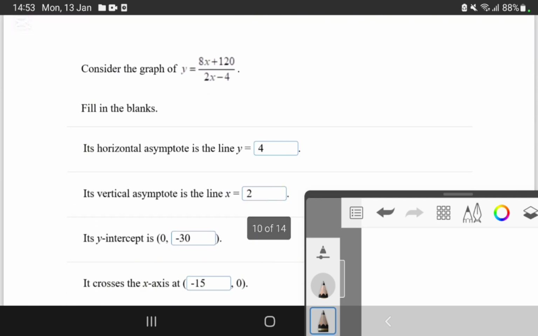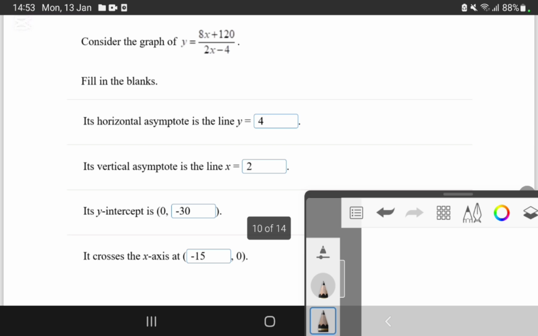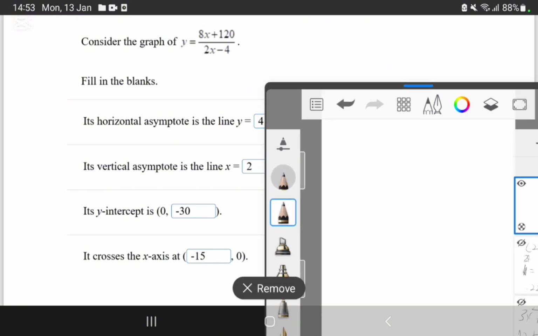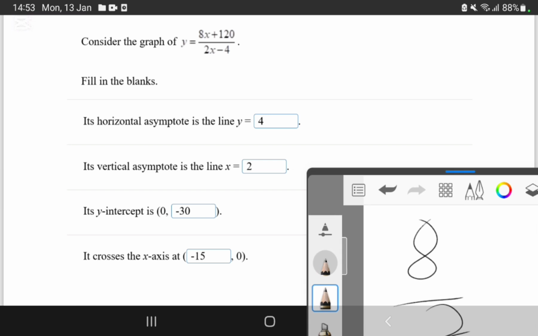Consider the graph of y equals 8x plus 120 over 2x minus 4. The horizontal asymptote is the line y equal to 4. To find the horizontal asymptote, we just do the coefficient of x up, which is equal to 8, over the coefficient of x down, which is equal to 2, which will give us 4. And as we said in the last question, to find the vertical asymptote, we just make the denominator equal to 0, which will give us x equal to 2.